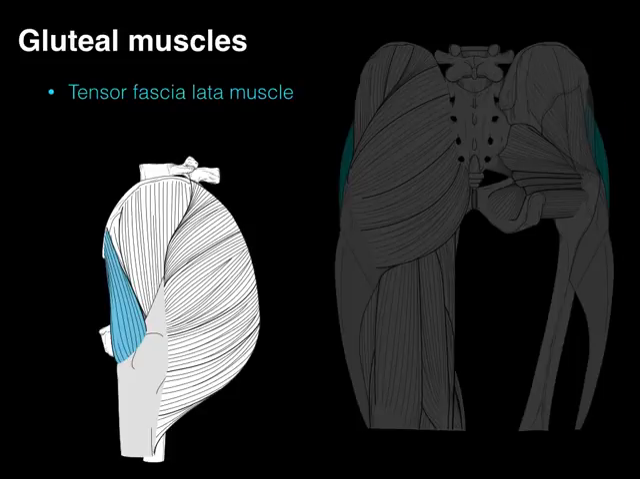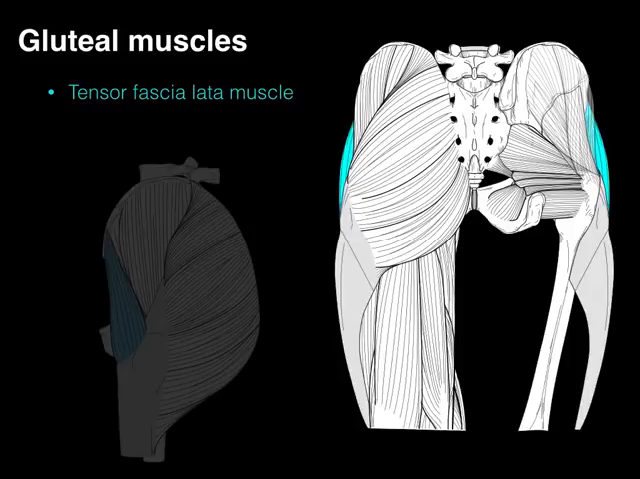And then our tensor fascia lata. This one looks like it's part of the anterior thigh muscles, but it's innervated and it derives from these gluteal muscles. It's innervated by the same nerve as the medius and minimus are. And the tensor fascia lata arises from the front of the ilium and then it inserts on the IT band as well as the gluteus maximus. And that IT band goes all the way down the thigh to the tibia.